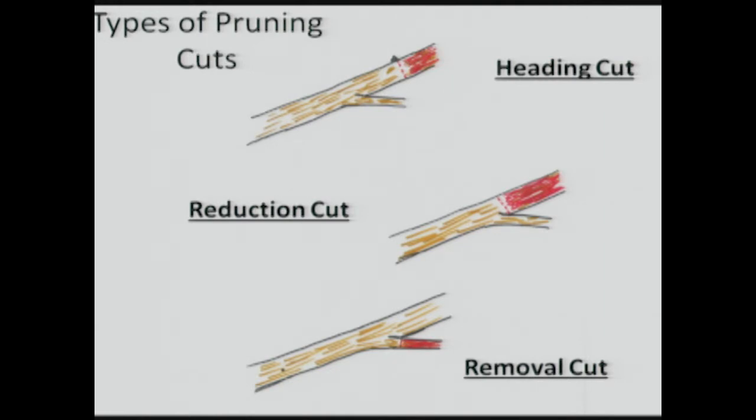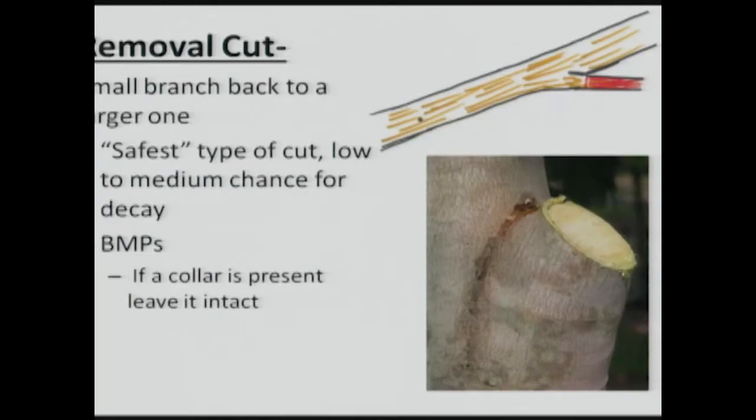Or we could just go ahead and make a cut right in the middle of one of the branches, not at the junction. If we do that at a bud or a node or something like that, we call that a heading cut. If you make a cut in the middle of the branch that's not at a bud or a node, it's just called you messed up. So we're going to talk a little about these types of cuts. First we're going to talk about a removal cut. Now this is taking a smaller branch back to a larger one.